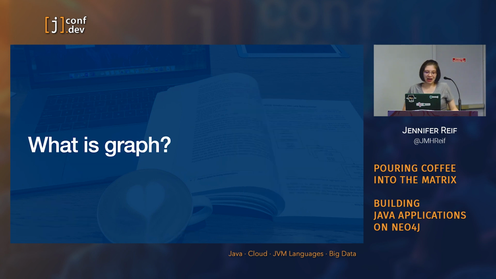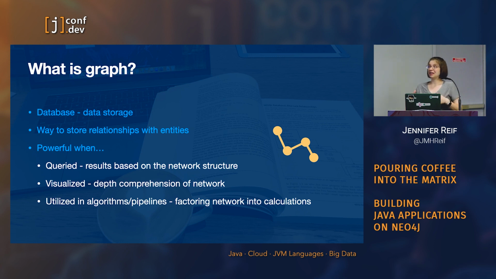So, all right, let's talk a little bit about what is Graph, what that looks like. First off, it is actually a database. It's a data storage. There are some graph technologies out there that are tools or visualizations or layers on top of data. But in the case of Neo4j and several other vendors out there, they're actually a database, which means they store the data in a physical storage location of some sort, and then we store those relationships with the entities themselves. So this is super powerful when you start querying. So you're getting the results based on the network structure, so the graph, the entities, and the relationships.